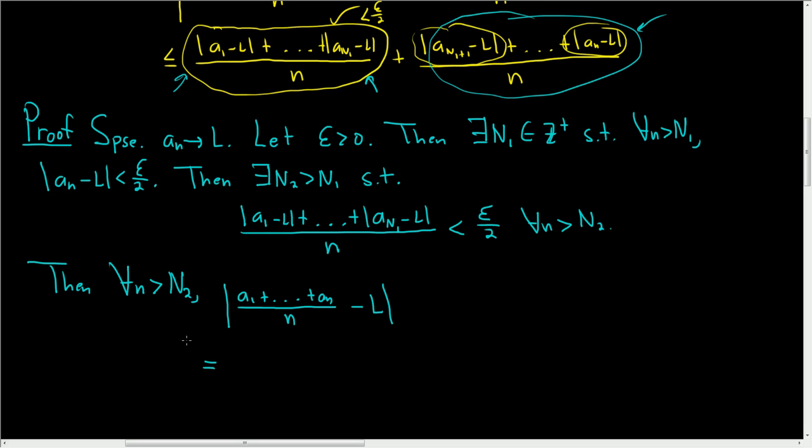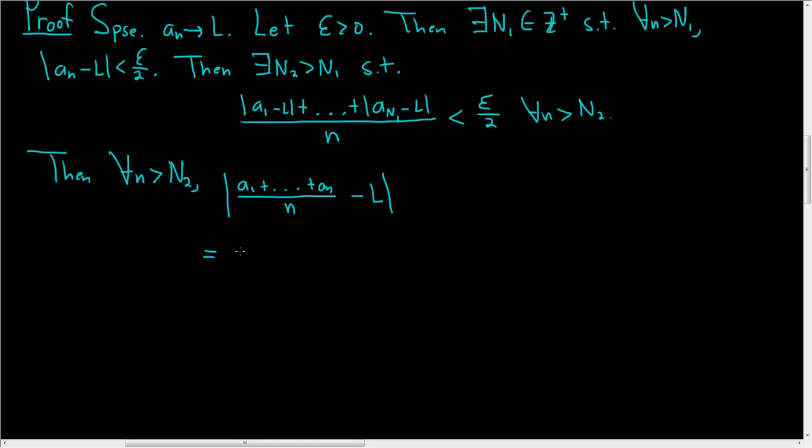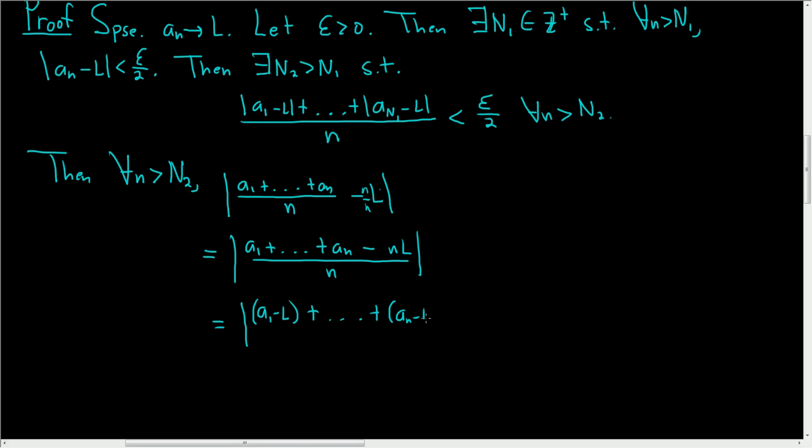So this is equal to, again, we can combine the fractions and write this as a sub 1 plus dot dot dot plus a sub n minus, and then we can multiply L by n over n, so it's really nL, and it's all being divided by little n. And now we can group each of these little a's with an L. So we can write this as a sub 1 minus L, and I'll put it in parentheses for emphasis, plus dot dot dot plus a sub n minus L, all being divided by little n.